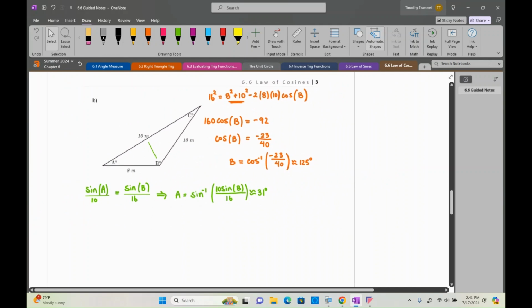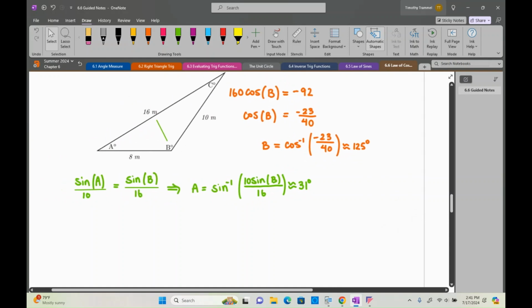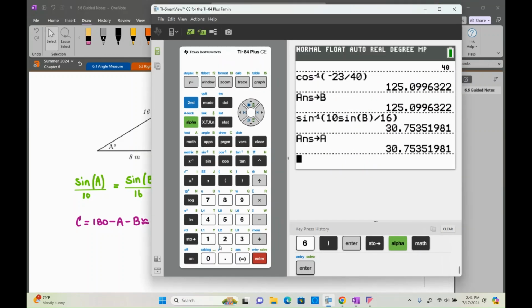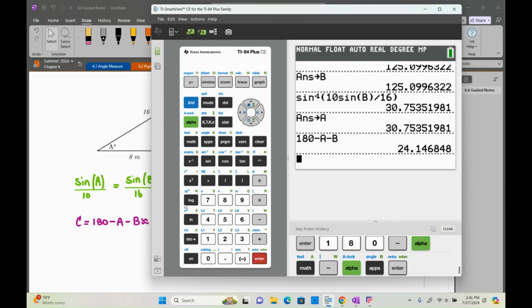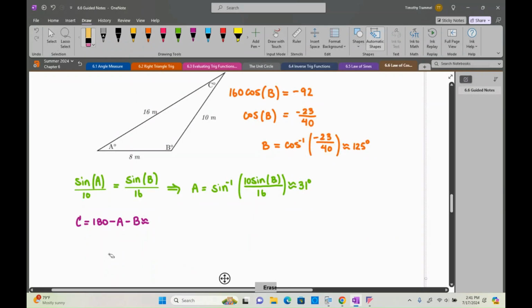Then all we have left to do is find the angle C. And we know that if we just do 180 minus these two angles, we should get that angle C. So we will do that right now. So C should be equal to 180 minus A and minus B. And let's see what that gives us. We have A and B already stored on our calculator. So that's giving us about 24 degrees, again, if we round that to the nearest degree. There we go.